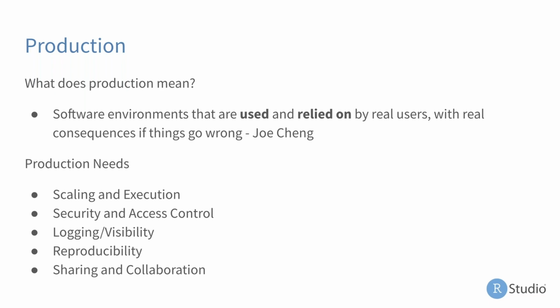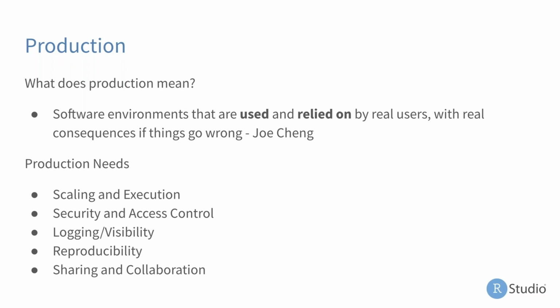So what does production mean to me? I'll steal a quote from Joe Cheng that he gave at the most recent RStudio Conf. Production means a software environment that is used and then relied upon by real users with real consequences if things go wrong. So specifically, this doesn't talk about how big the environment is. It doesn't talk about how widely it's used, just something the business relies upon, something the business is using to either make decisions or to gain insight about some data science product.